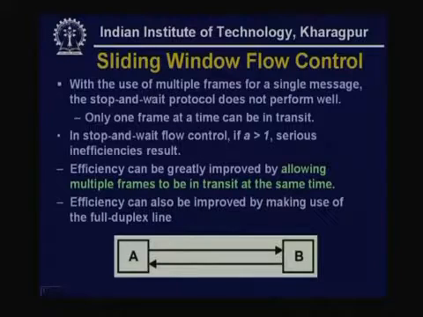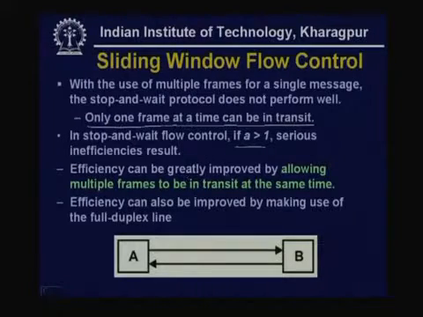So, when multiple frames are used for a single message, which is the normal scenario, stop and wait flow protocol does not perform well, as you have seen. The main reason is that only one frame at a time can be in transit, and that is overcome in sliding window protocol, as we shall see. And as you have seen, whenever A is greater than 1, serious inefficiencies result in stop and wait protocol.